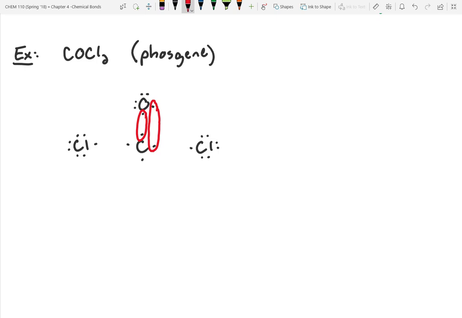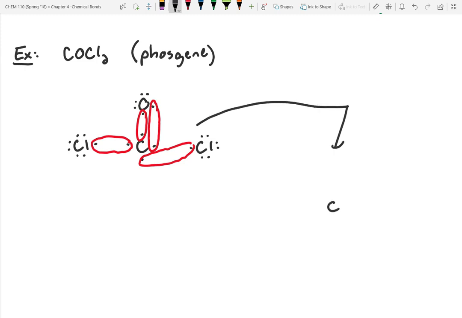All right, we still need to link up the chlorines. So maybe these electrons can bond together, and then these electrons can bond together. Okay, so when we redraw this, carbon has 2 bonding sets with oxygen. The oxygen still has 2 lone pairs left over, so I want to include those lone pairs. We've got a bond to chlorine on each side, and each chlorine has 3 lone pair sets.